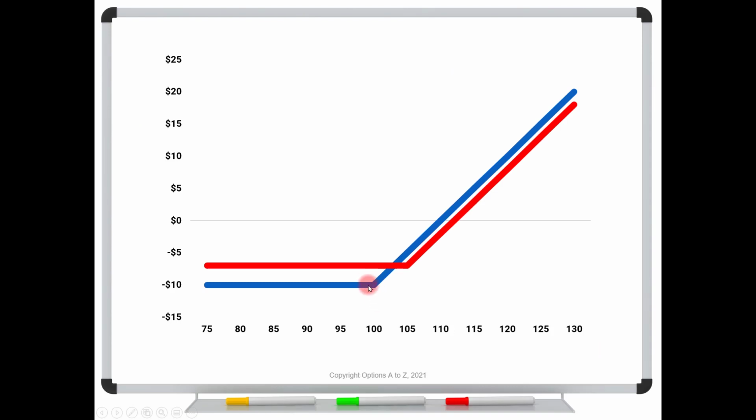When we bought the $100 call, here was our bend at the 100 strike. We could lose a maximum of 10. That's why we're lining up over here at minus 10. And we have the ability for unlimited gains. But when we roll, we are moving from the 100 strike to the 105. So notice that my bend is now at 105, not at 100. So that's a little bit of a trade-off there.